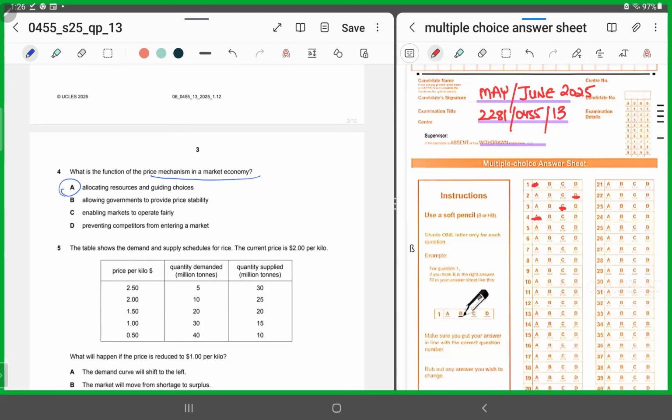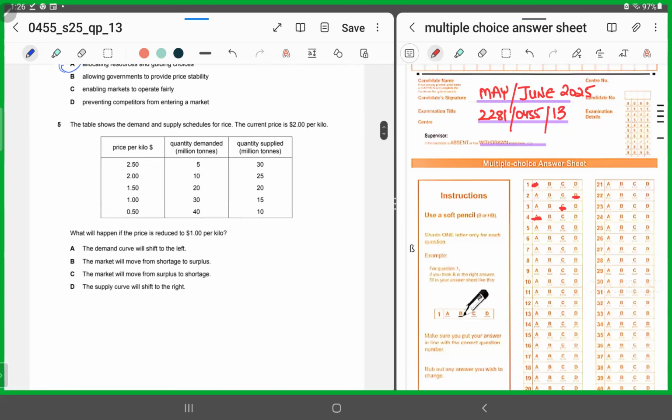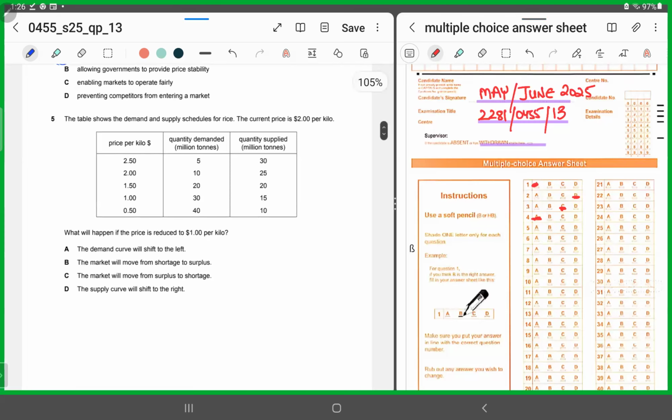Number 5. MCQ number 5 displays a demand and a supply schedule. They've listed the various prices for rice per kg. Initially, the price is at $2.